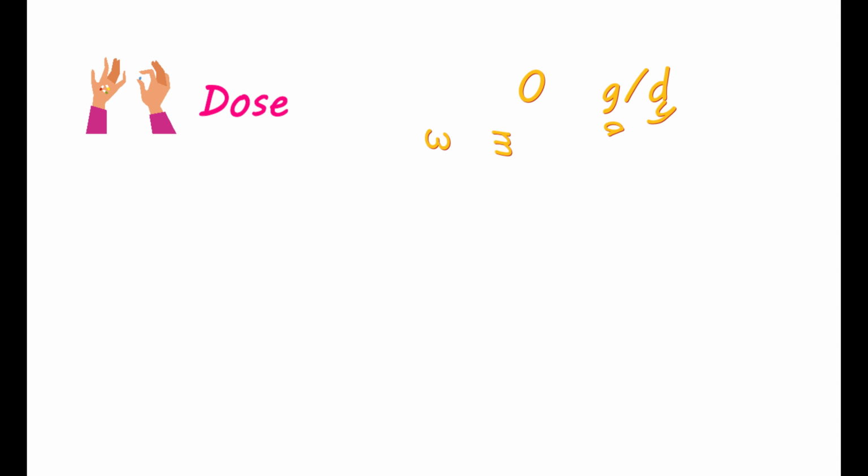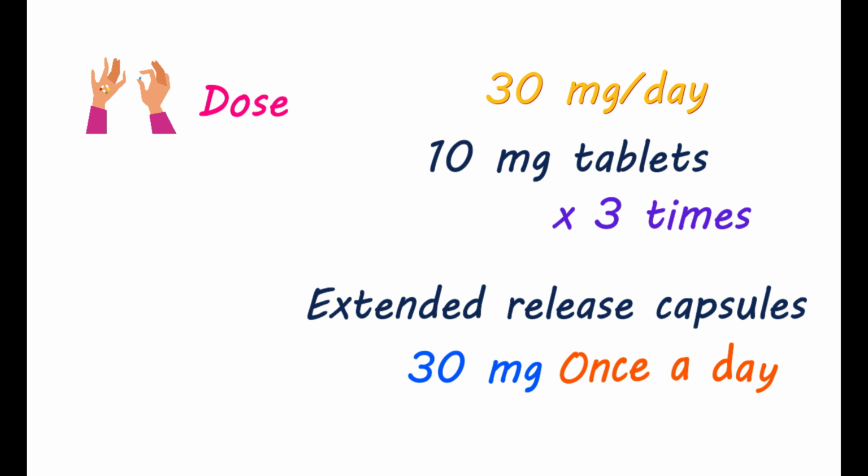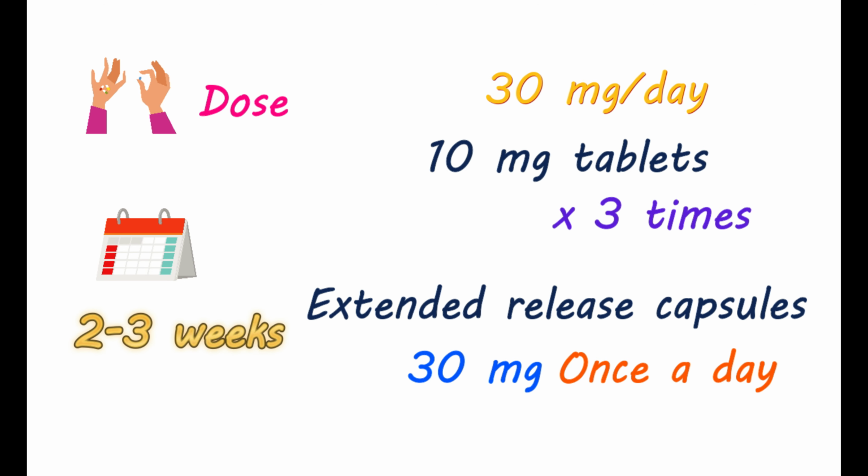Your doctor can also increase the dose of cyclobenzaprine based on a requirement. It can also be given 30 milligrams per day in divided doses. For example, you may be given 10 milligrams tablets 3 times a day or a 30 milligrams extended release capsule once a day. You should use cyclobenzaprine for shorter periods. Use of this medication is recommended up to 2 to 3 weeks.